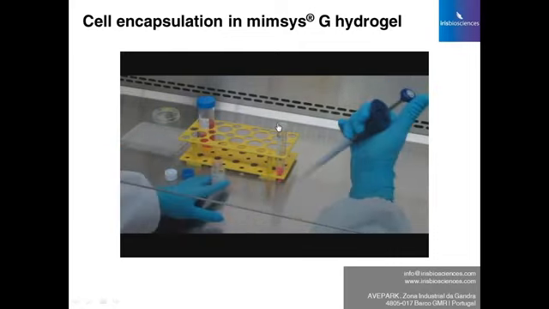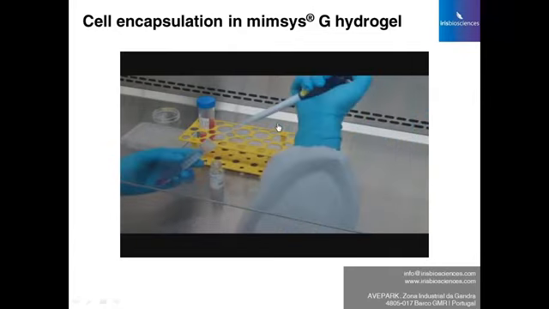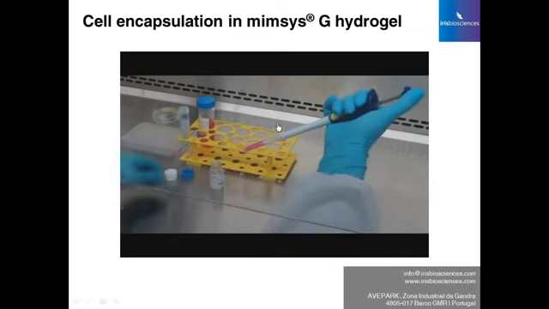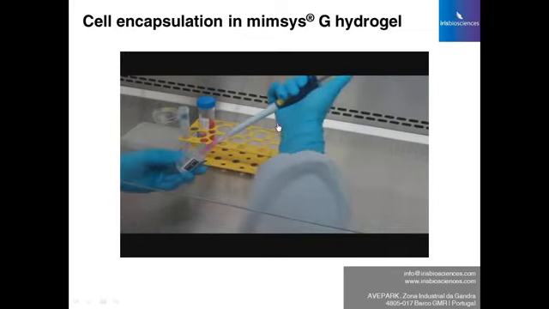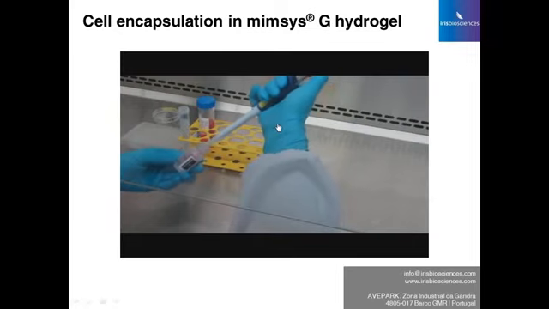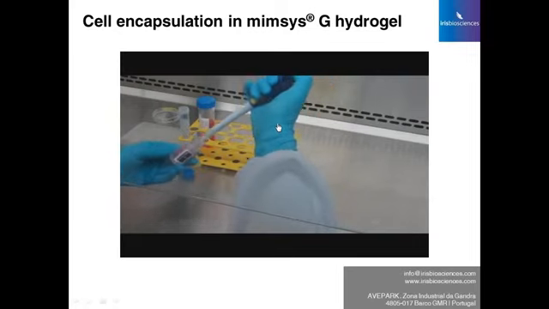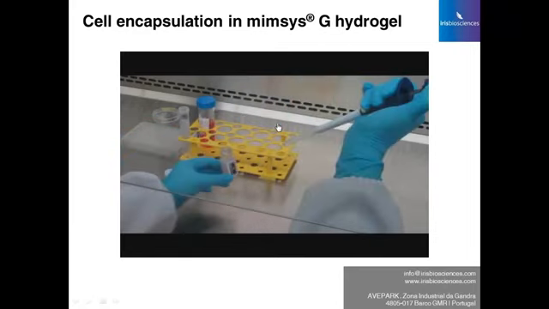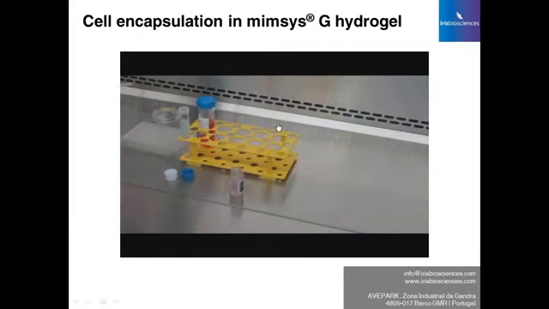This will be enough to actually cross-link the gel. So when you pipette the cells in the suspension, the 1 milliliter suspension, just add it to a mimsys G vial. I recommend to mix by swirling, not so much by pipetting up and down, to avoid losses of the hydrogel.